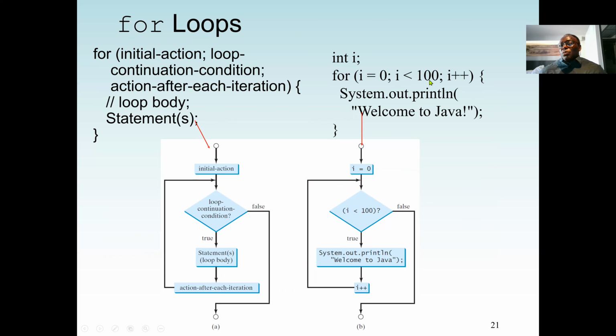And the three expressions here, we separate with semicolon and space, semicolon space. So in i equal to 0, initialization of the variable. The condition is i should be less than 100. Then we increment i by 1. Sometimes instead of writing i++, we can also write i equal to i plus 1, and it's the same. Then we print. So this is the same as our previous example using the while loop to print welcome to Java 100 times.